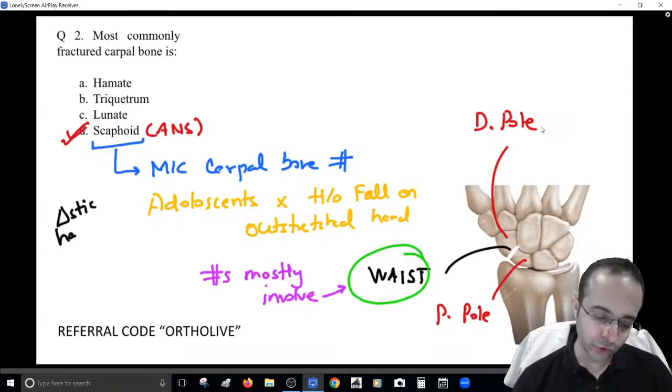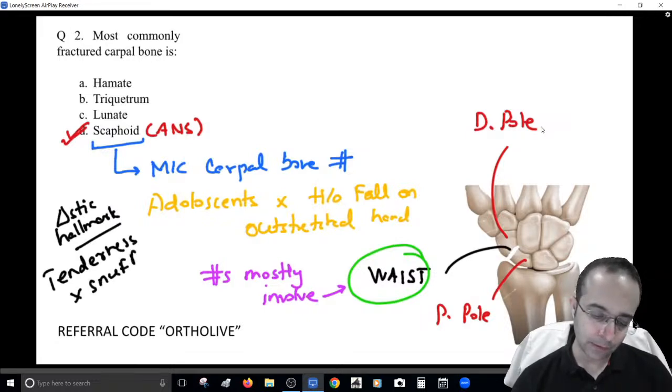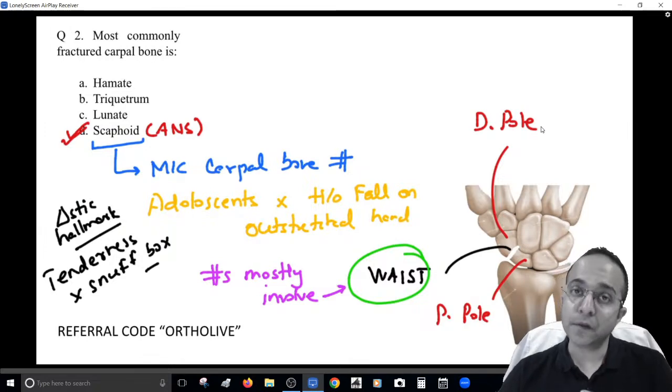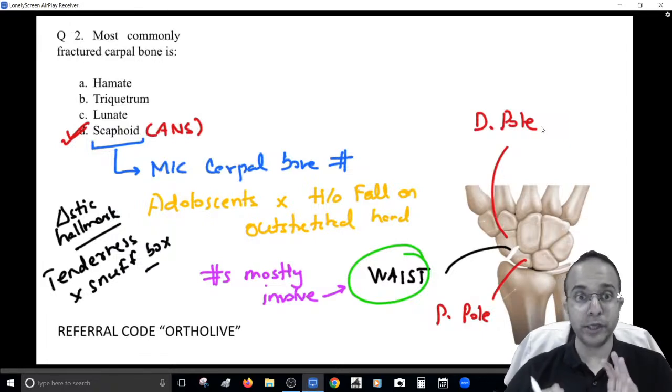Now, in case there is a scaphoid fracture, the diagnostic hallmark for this fracture is generally taken to be tenderness that involves the anatomical snuff box. So you have tenderness in that snuff box. That means you are dealing with a fracture of scaphoid. This is more diagnostic even than an X-ray, because for most fractures, we take X-rays as diagnostic. Please be clear about it.